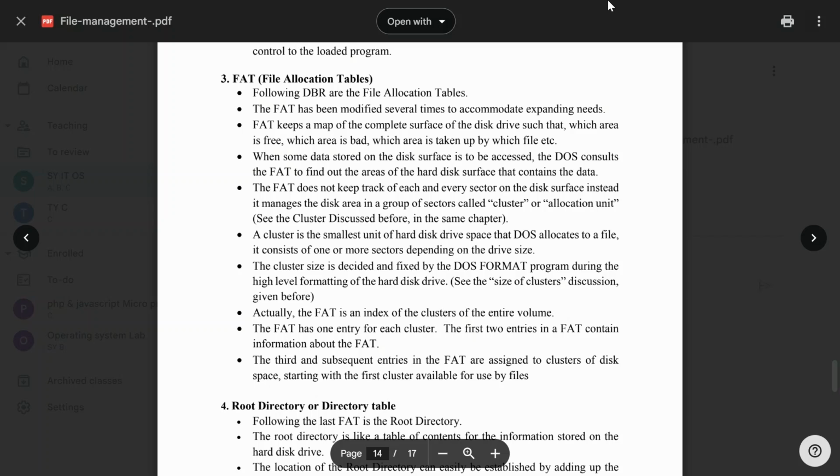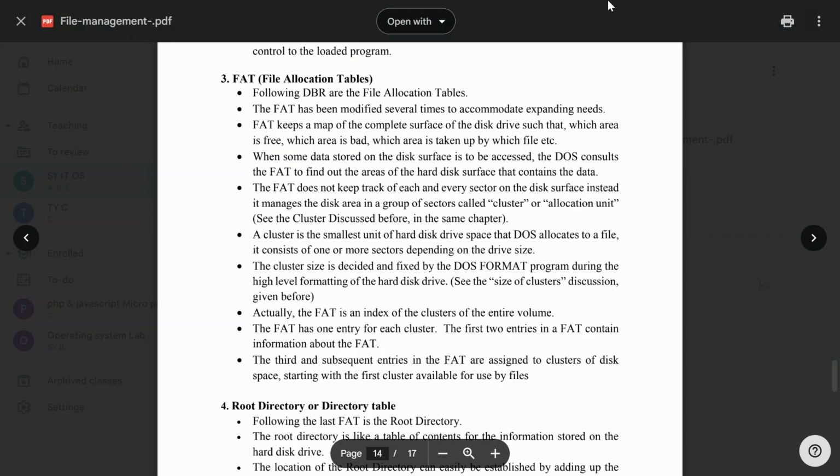Actually, the FAT is an index of the clusters of the entire volume. All the cluster information is recorded in this FAT. The FAT has one entry for each cluster. The first two entries in a FAT contain information about the FAT, and the third and subsequent entries in the FAT are assigned to clusters of disk space, starting with the first cluster available for use by files.